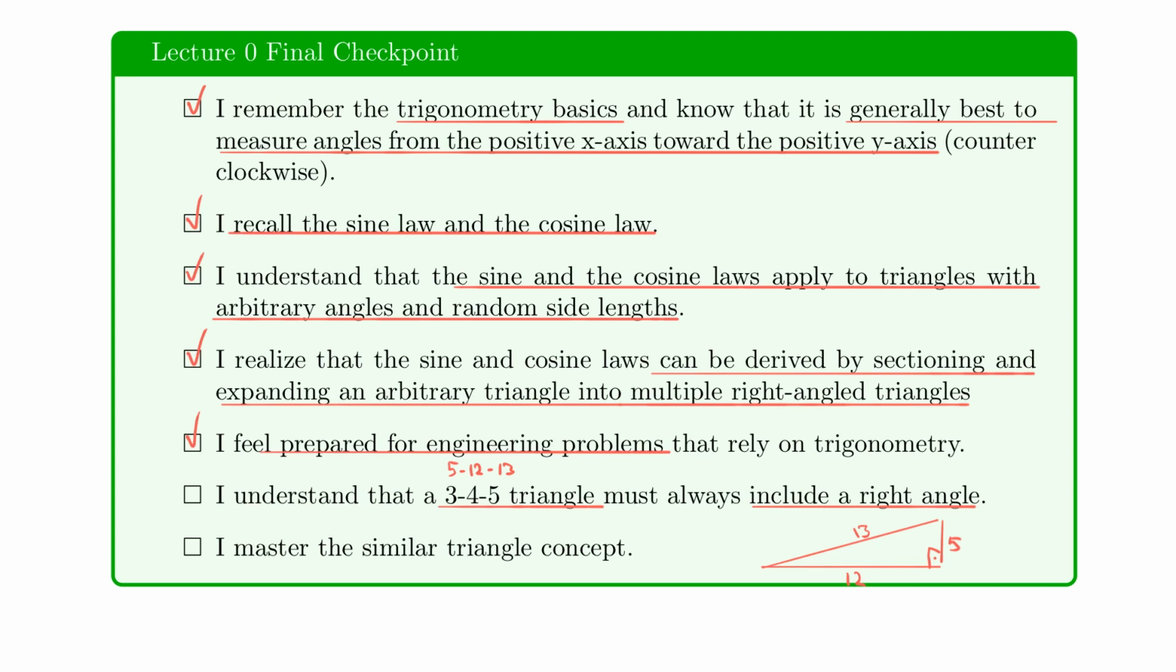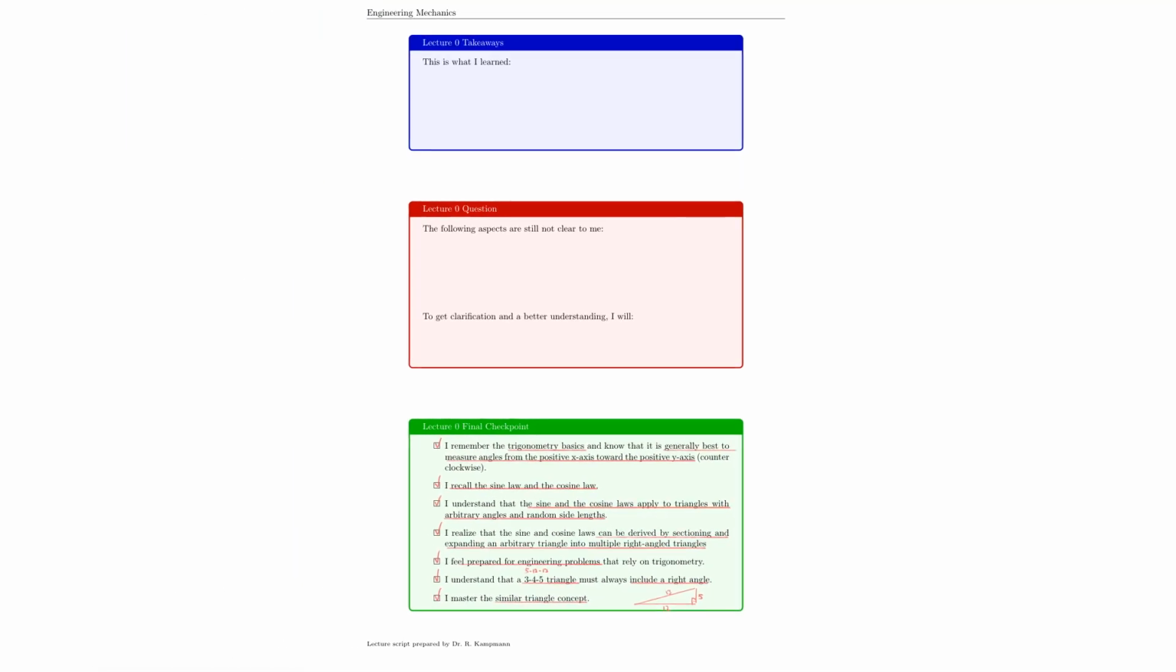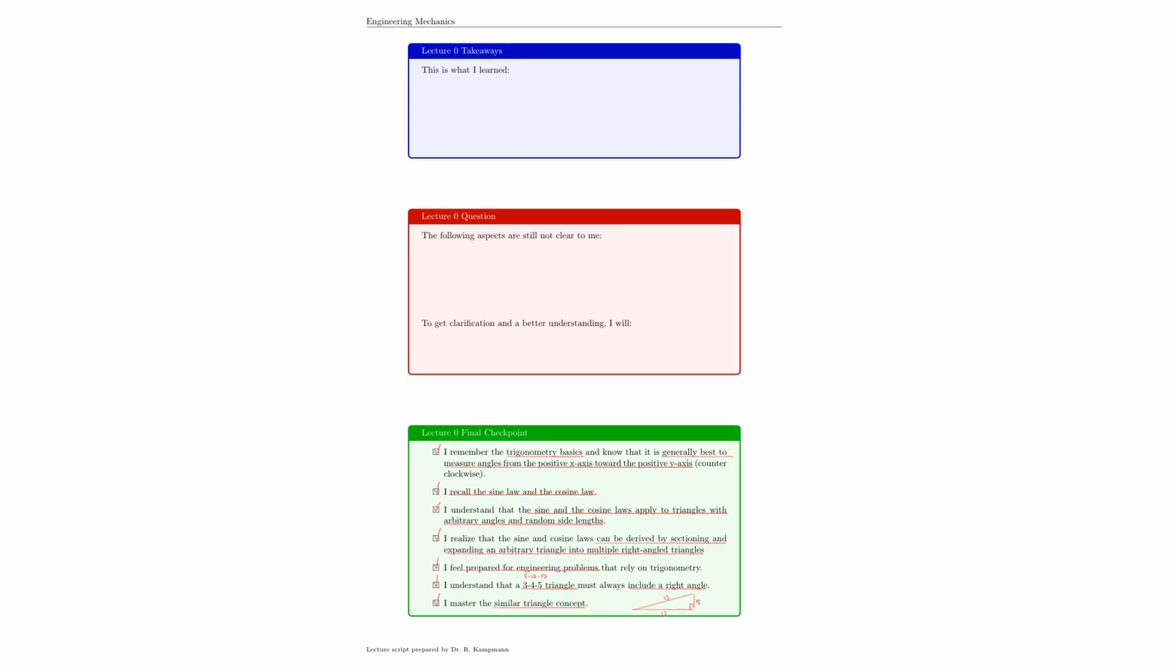But you will see more of those later, and of course we buy into that idea, so we can now check that off. In other words, I now fully master the concept of similar triangles, and I can apply those to my engineering mechanics problems. So we are now ready to really conclude this 0 lecture, and now we have all the pre-knowledge in place so that we can start solving engineering mechanics problems.